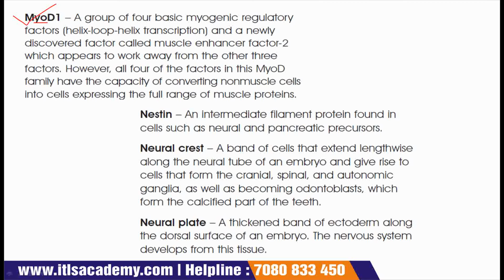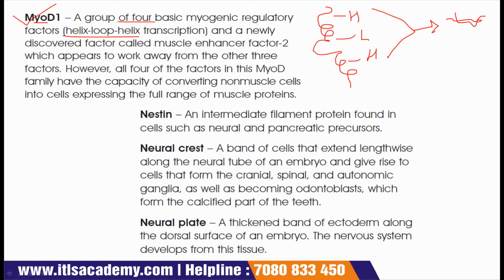MyoD1 is a group of four basic myogenic regulatory factors. These myogenic regulatory factors are helix-loop-helix transcription factors. What is a helix-loop-helix? We all know that helix looks something like this and loop looks something like this. So helix, loop and helix. These are some super secondary structures of protein, this is helix, this is loop and this is again helix. And this is a transcription factor, it will express the information.